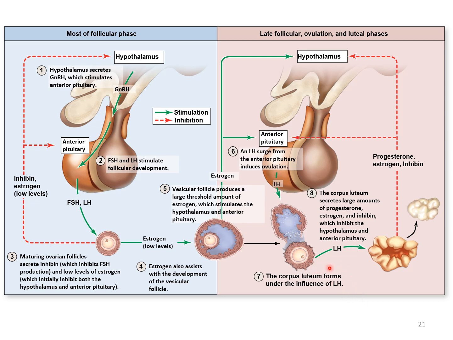So now the oocyte is going to continue on to the uterine tubes. Here's the remaining components of the vesicular follicle, and under the influence of luteinizing hormone, that is going to become the corpus luteum. So here's the corpus luteum. The corpus luteum secretes large amounts of progesterone, estrogen, and inhibin.